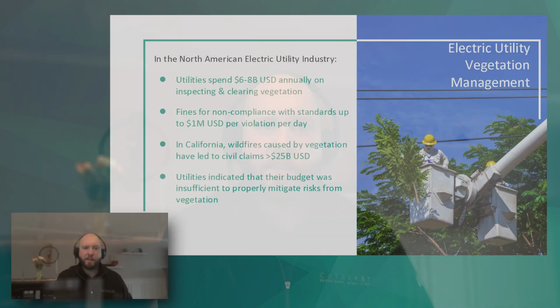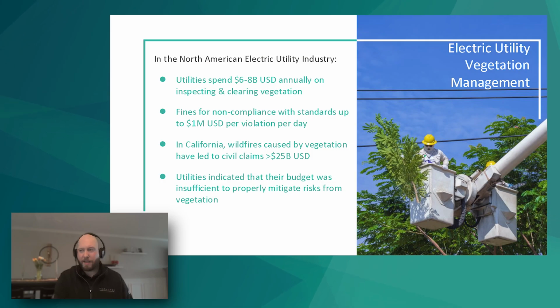In a recent survey, most utilities indicated that their vegetation management budget was insufficient to properly mitigate risk using their current processes. The big question is, are current budgets sufficient to inspect your network frequently enough to mitigate those risks? Most utilities can't keep up with the problem and can't afford to keep throwing money at it.